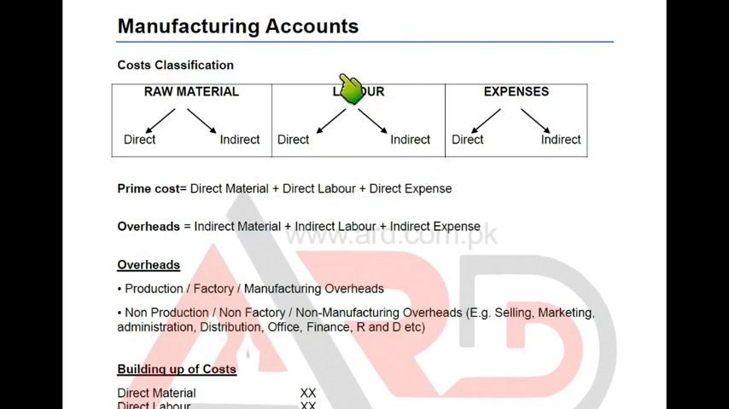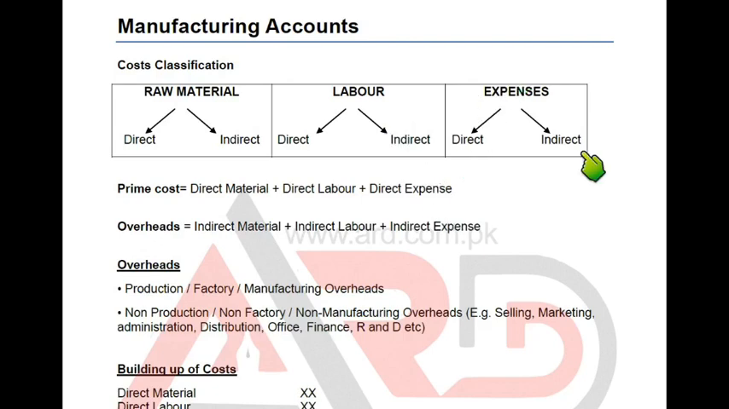The supervisor cannot be traced to each and every product because the supervisor is not directly working on a particular product. He is roaming around in the factory and just seeing whether everyone is doing his or her job well or not. So the supervisor is an indirect labor. Similarly, there are other types of labor such as watchman and security guard. These are all indirect labor.